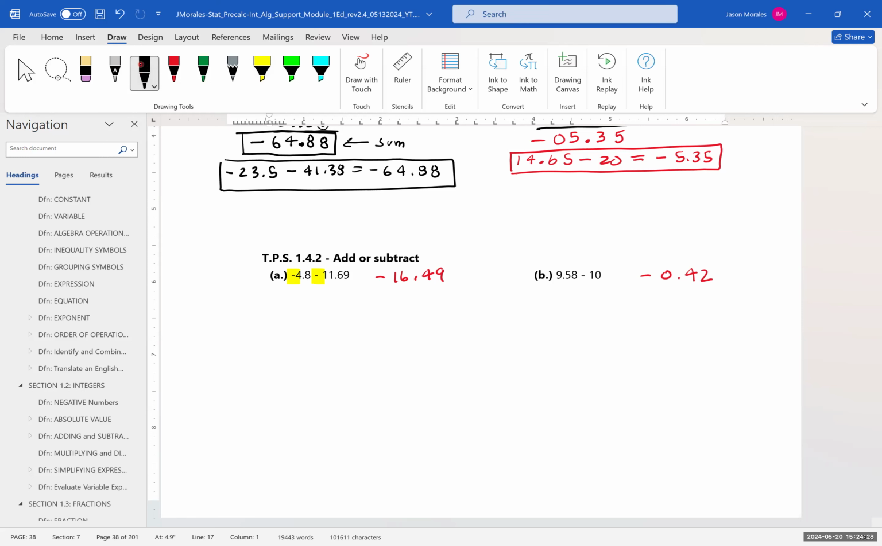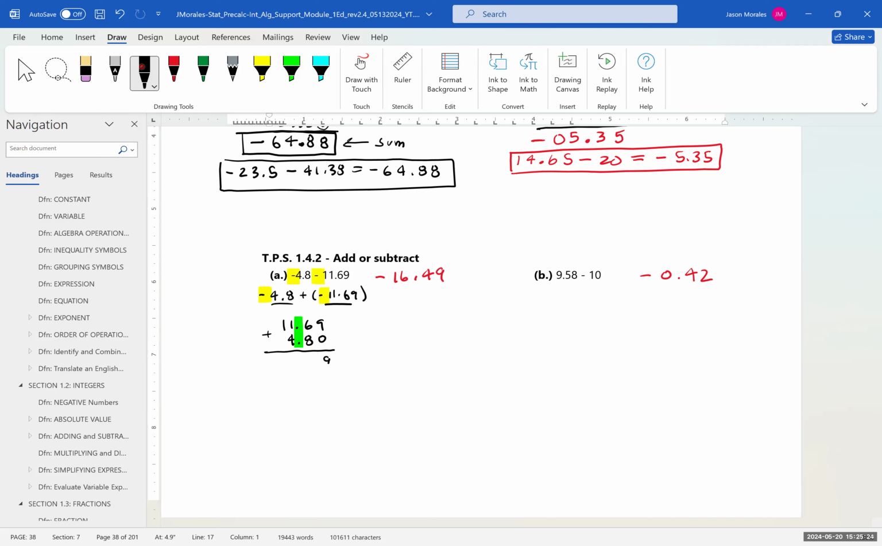It's always a good practice to just put the larger number on top. So 11.69 is a larger number than 4.8. So we're going to put 11.69 on top and 4.8 down below. And notice we are lining up the decimal points there. And we're going to go ahead and put a 0 for a placeholder here.